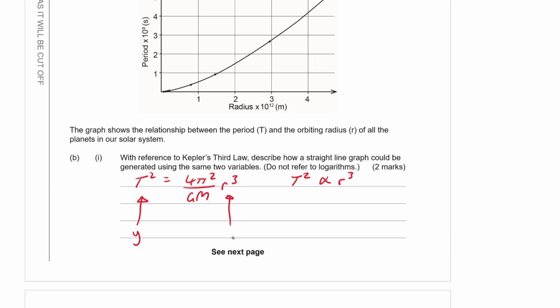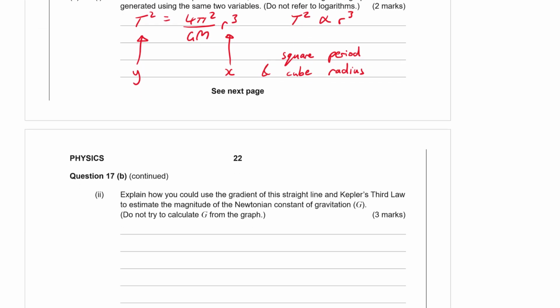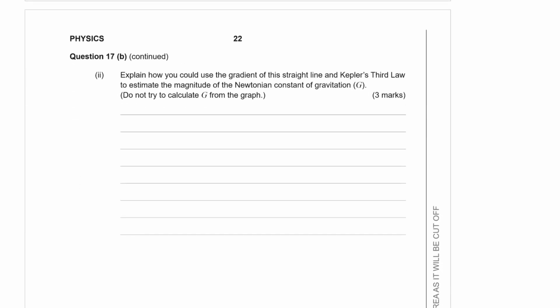Essentially, that means that if you plot T squared on your y, for example, and you plot r cubed on your x, so you need to square the period and cube the radius, then you should get a straight line where this becomes your gradient. And I imagine that's what we're going to be moving through in the next part of the question. Explain how you can use the gradient of this straight line and Kepler's third law to estimate the magnitude of the Newtonian constant of gravitation.